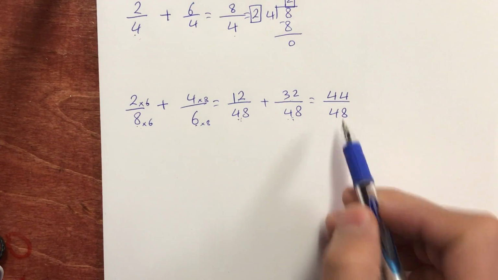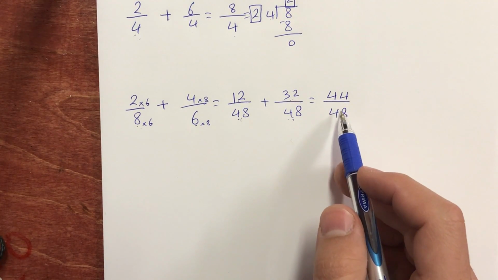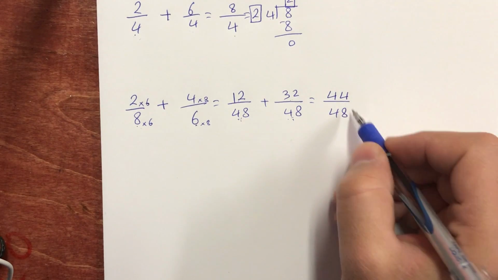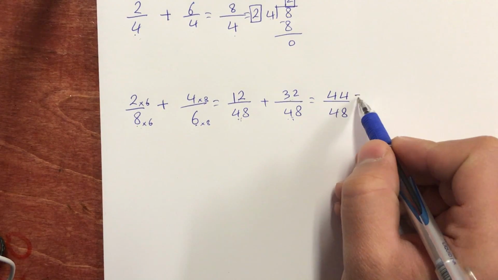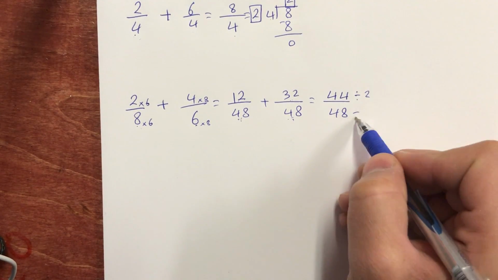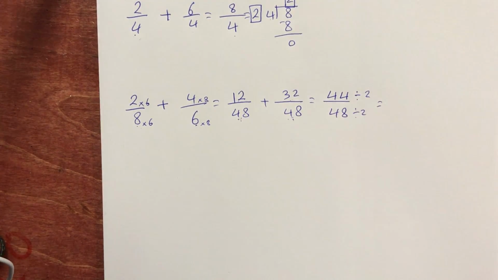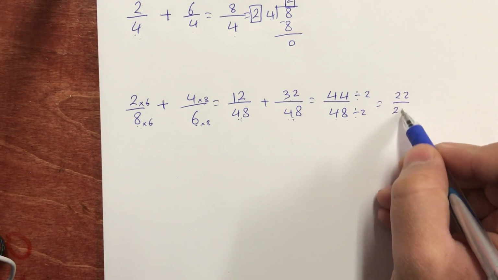Now this is a proper fraction. To simplify a proper fraction, you don't do long division. What do we do? We do something called dividing by a common factor. Now these two are even numbers, so I can divide by something like 2. So 44 divided by 2 will give us 22. 48 divided by 2 will give us 24.